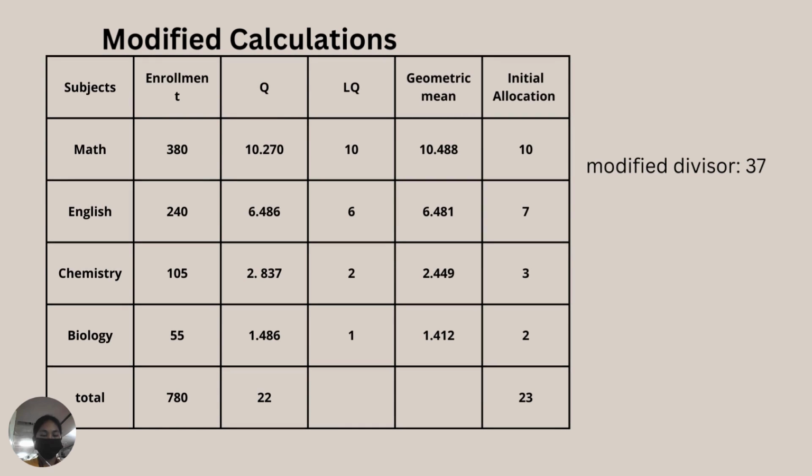Here is the modified calculation. The quota has changed. Our modified divisor is 37. So the quota has changed into 10.270 in the math subject, 6.486 in the English subject, 2.837 in the chemistry subject, and 1.486 in the biology subject. Now the initial allocation is 10, 7, 3, 2. And now they are balanced.